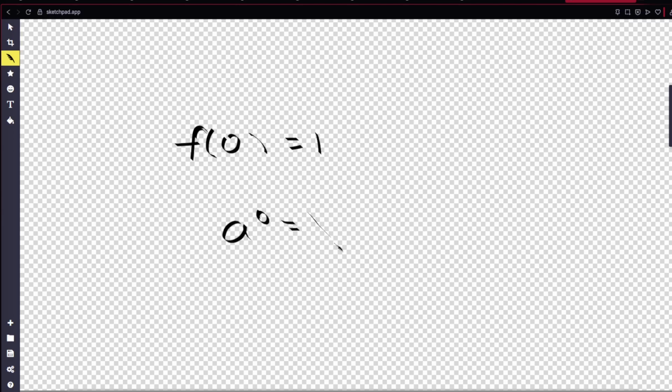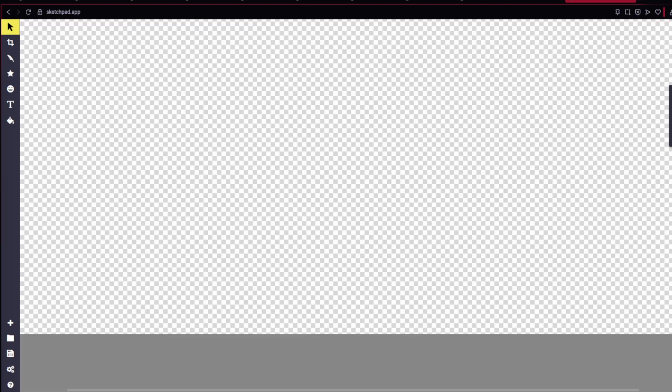So here's my question: how do you evaluate irrational numbers as exponents? Let's say a to the pi. Well, you're going to say, okay, pi equals 3.14159265, and so on and so forth. So you're going to go a times a times a, that's a cubed.